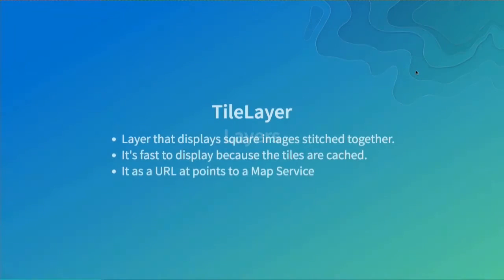Let's talk about a few of the layers. So tile layer is probably one of the ones you're most familiar with. This is just a raster tiles where you pre-cook the tiles ahead of time, publish them, and you can access them.